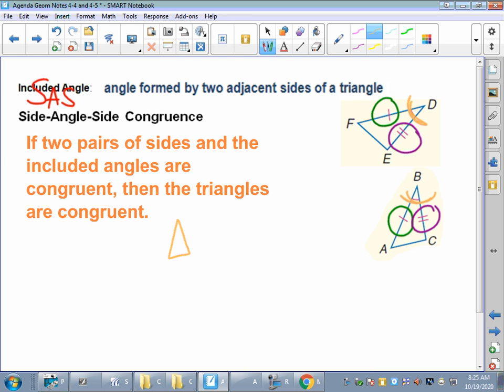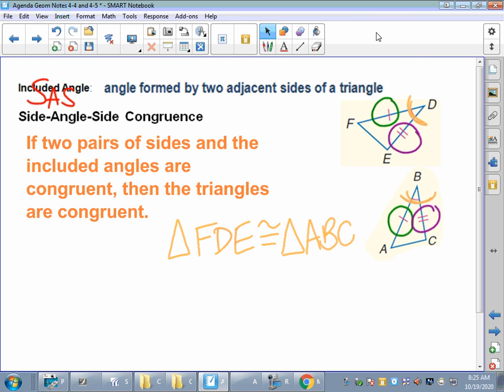So we could say that triangle FDE is congruent to, remember, be careful on your congruence statement. It looks like it's going to have to be ABC. I really need to switch it up and name it in a weird order. FDE and ABC are congruent triangles. So that's side, angle, side.